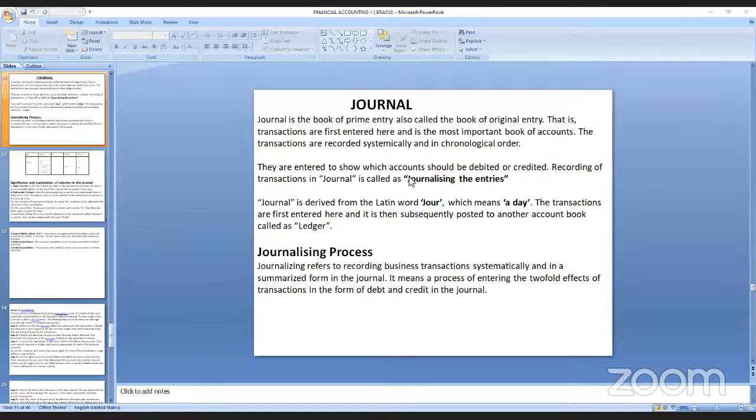Whatever the entries are made in the journals, they are all called the journal entries. Journalizing the entries. Got it? It's clear? Understood?